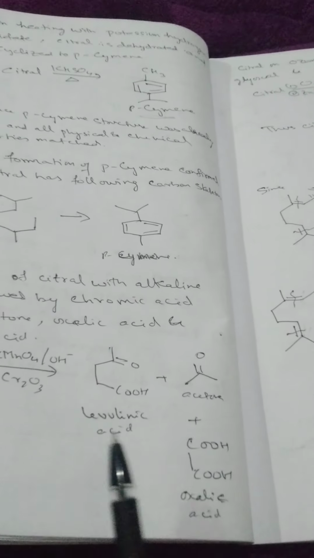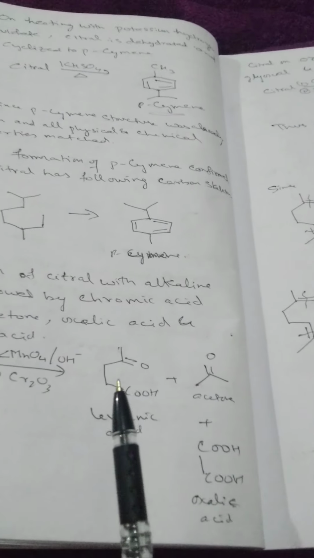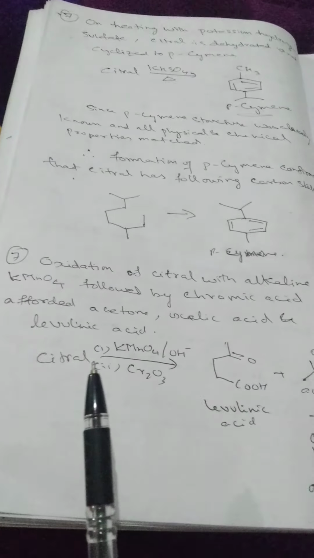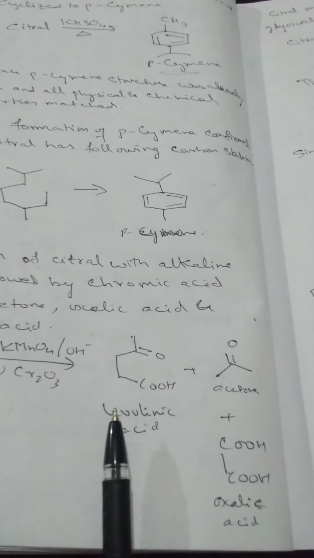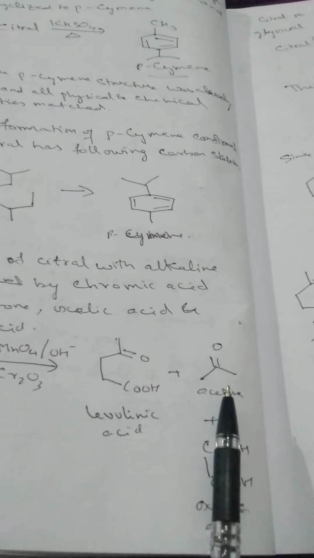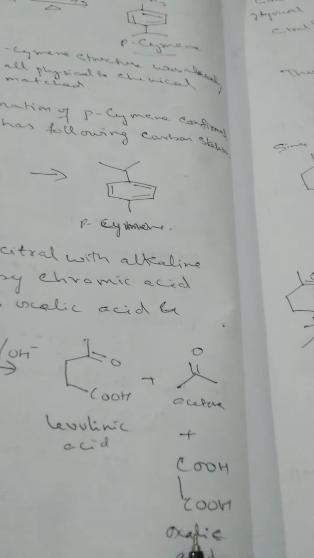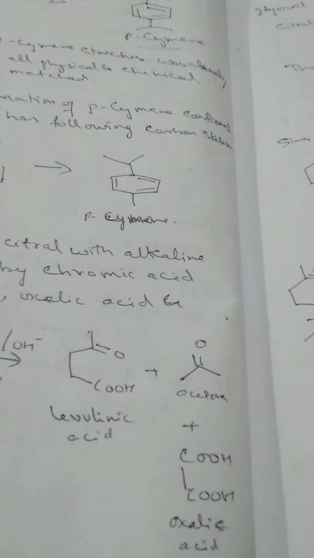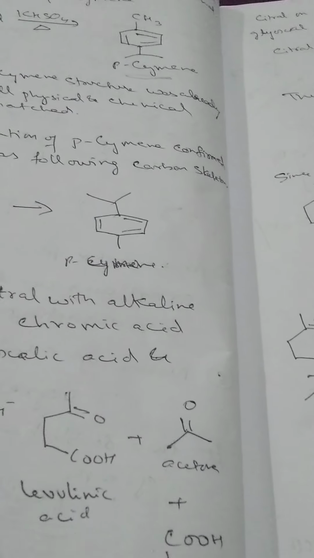So that's what they wanted to see, and when they did this, they could isolate these 3 structures. These 3 structures are known. So when they did it for citral, they got levulinic acid, they got acetone, and they got oxalic acid. So you have to write all this in the examination. Okay, it's a simple 10 marks or 20 marks question.